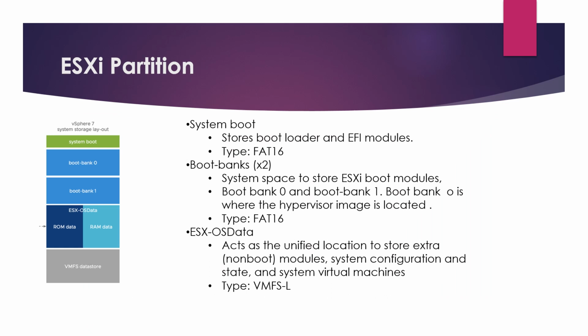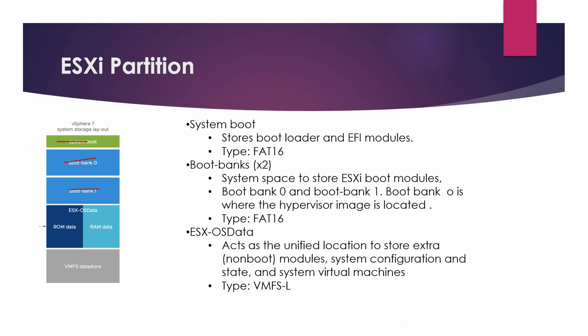Explain the ESXi partitions. ESXi has mainly 4 partitions. First one is the system boot, which stores the bootloader and EFI modules. And there are two boot bank partitions, boot bank 0 and boot bank 1. Boot bank is a location where the actual hypervisor image is stored.